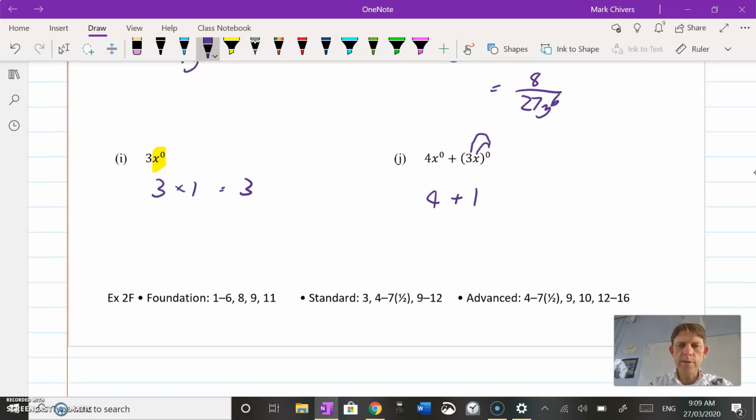So there's a big difference there between this little fellow on the left and this little fellow on the right, in that the power applies in the first instance just to the pronumeral, and in the second instance to the whole expression, to the whole term, sorry. So 4 plus 1 is 5, and that's the end of that one.